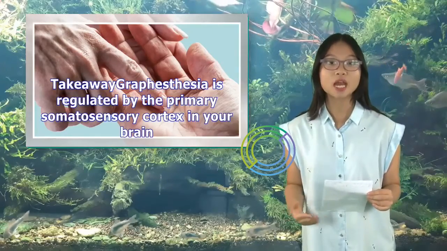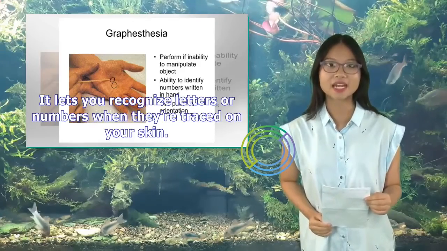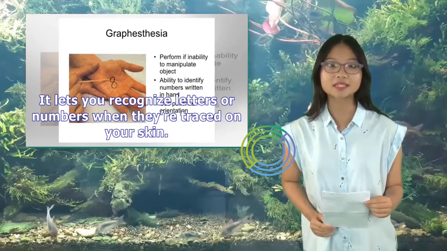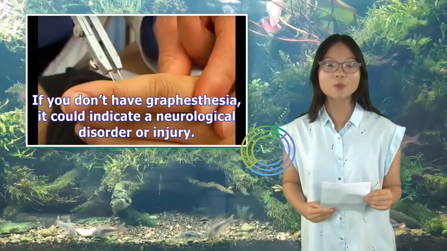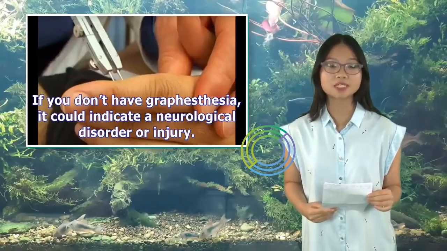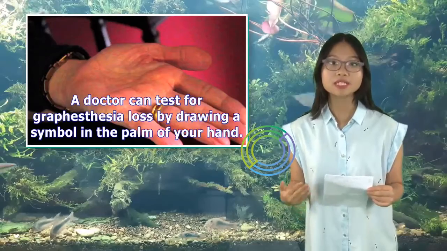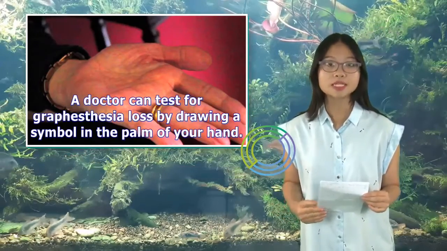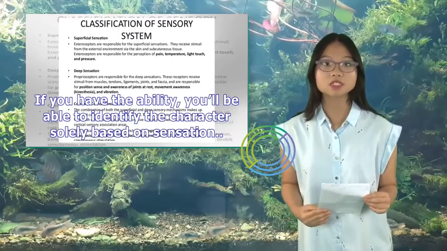Takeaway: graphesthesia is regulated by the primary somatosensory cortex in your brain. It lets you recognize letters or numbers when they're traced on your skin. If you don't have graphesthesia, it could indicate a neurological disorder or injury. A doctor can test for graphesthesia loss by drawing a symbol in the palm of your hand. If you have the ability, you'll be able to identify the character solely based on sensation.